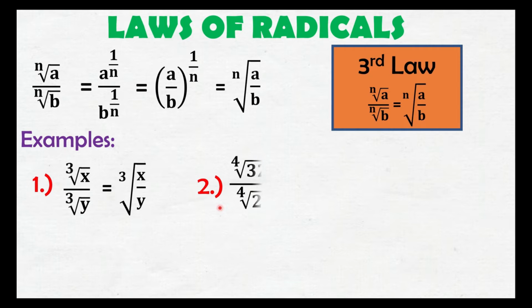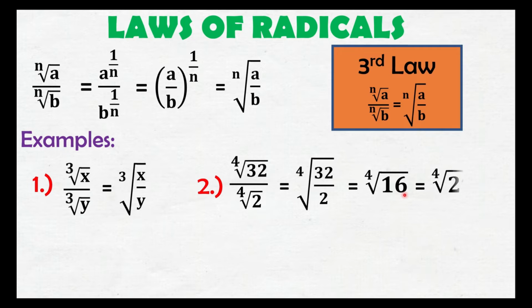So, example number 2, the fourth root of 32 over fourth root of 2. The index is the same, so we can combine them inside the radical sign. So, we have the fourth root of 32 over 2. And 32 divided by 2 is simply 16. And 16 is a perfect fourth power, so we can write it as 2 raised to 4. Right? 2 times 2, 4 times 2, 8 times 2, 16. Here the index and the exponent of our radicand are the same, so by applying our first law, we can simplify that as 2.